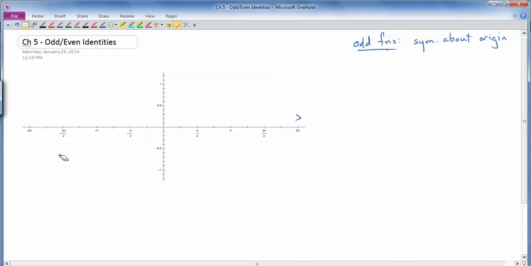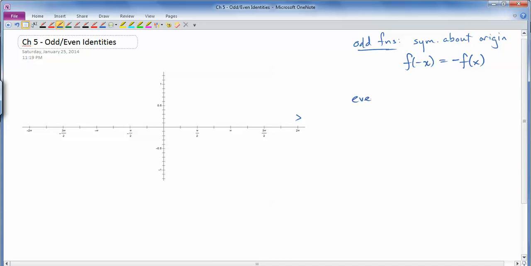Okay. They also have this property. If I plug in negative x into the function, then that's the same thing as plugging in x, except the entire value of the function has to be negative then.